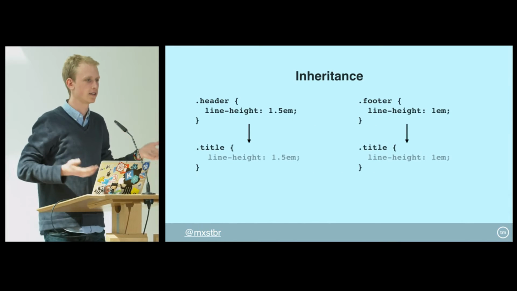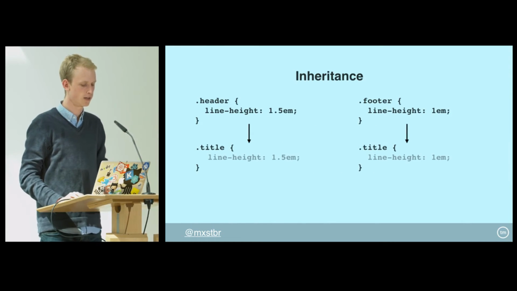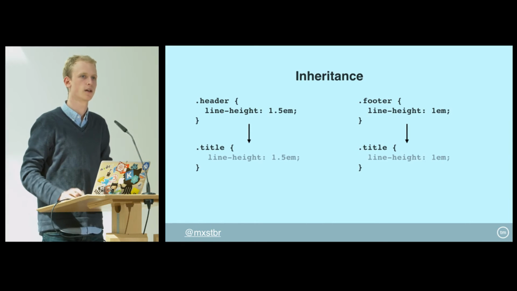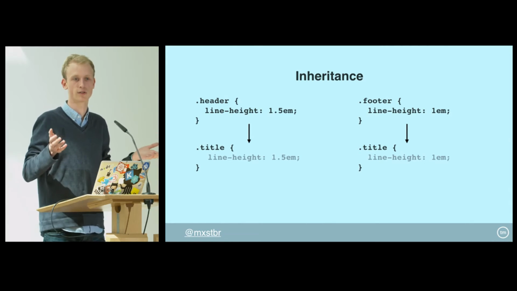Again, we have the same problem, right? In our header, we have a line height of 1.5em, and in our footer, a line height of 1em. And suddenly that inherits down, and our component looks different.